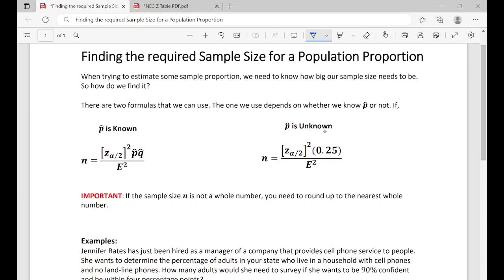If we know nothing about p hat, nothing about the proportion, then we use z sub alpha over 2 squared times 0.25 over the margin of error squared. You can see that the two formulas are pretty similar in all aspects except that if p hat is known, we use p hat times q hat, and if the proportion is not known, we use 0.25 instead. If the sample size n is not a whole number, you need to round it up. No exceptions. Even if that decimal is 0.0001, you always have to round up to the next whole number for n.